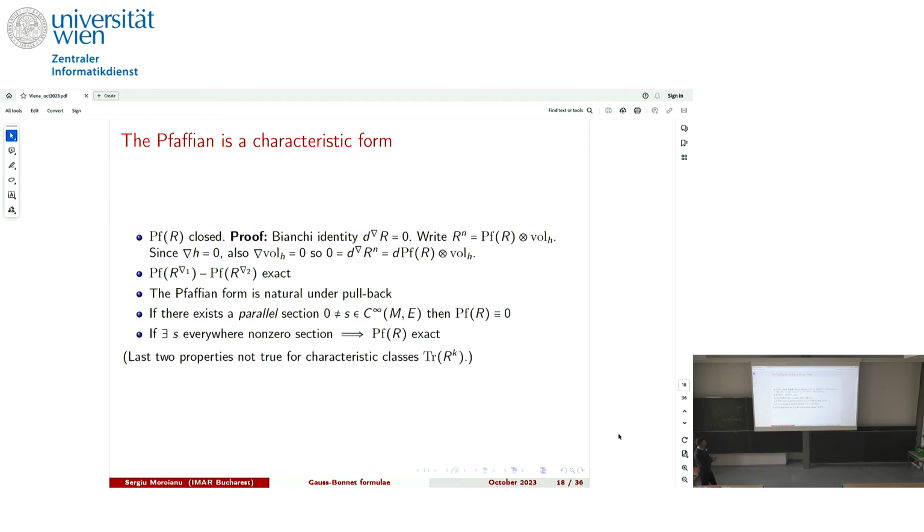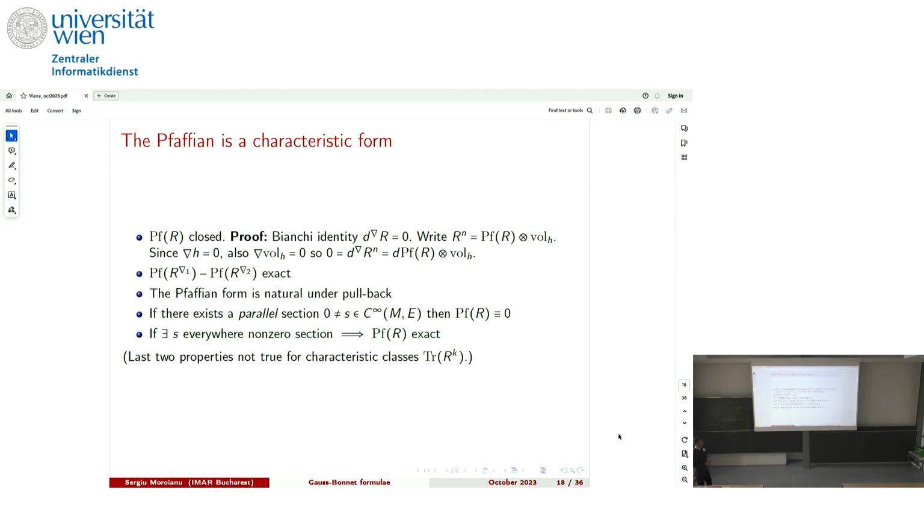If you take two different connections for the same metric, the difference is exact. In fact, every two metrics are equivalent, are isometric on a bundle. Okay. It is a natural form. When you have a map between manifolds and bundles, it pulls back. And now it has two very particular properties.